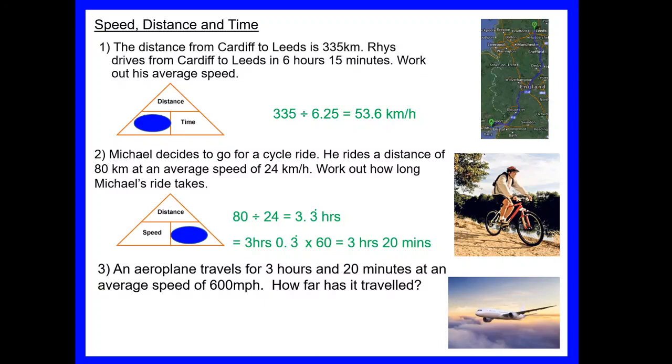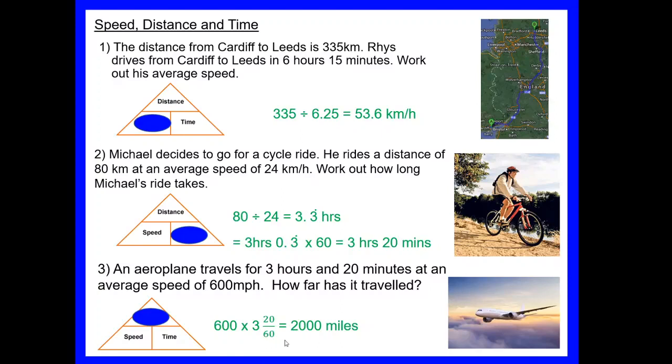Finally then, we've got an aeroplane travels for 3 hours and 20 minutes at an average speed of 600 miles per hour. How far has it travelled? So this time we're asked to find the distance. So we know the speed is 600 miles per hour and we've got our time in hours and minutes. So again, we're going to have to convert our time to hours. So that's 3 hours and 20 divided by 60. Okay, 20 minutes, a third of an hour, so that's 0.3 recurring.